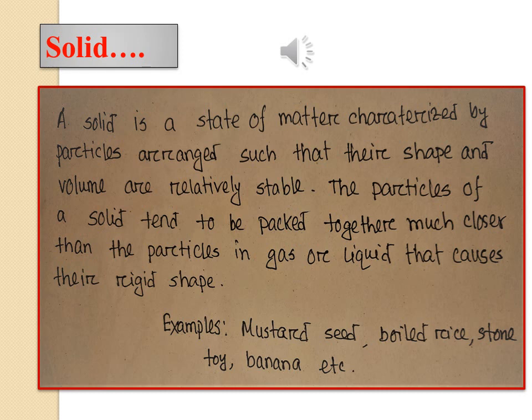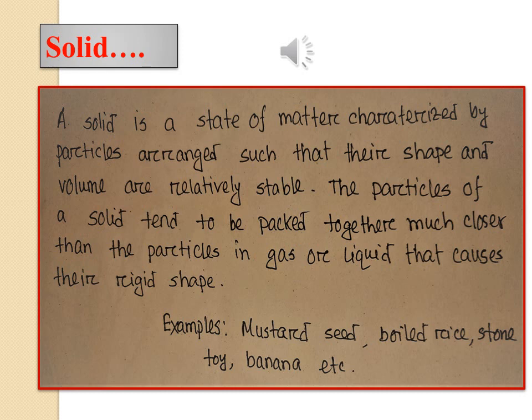So in this slide, I would like to say something about solid. What is solid? A solid is a state of matter characterized by particles arranged such that their shape and volume are relatively stable. The particles of solid tend to be packed together much closer than the particles in gas or liquid, that causes their rigid shape.